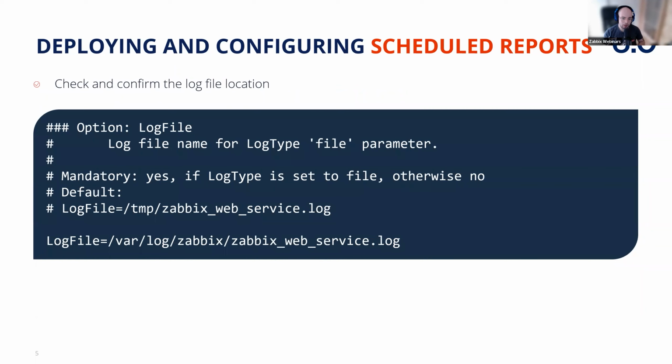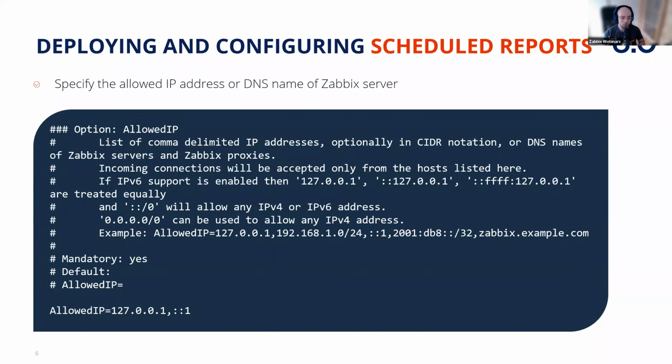Once we have deployed it, we will also, in the web service config file, see where the log file is stored if we want to troubleshoot it. Then next up, we will specify the allowed IP address, the address of the Zabbix server that is allowed to connect to this web service. We will use the default localhost one, but that depends on your environment because this web service can run either on the same machine or on a separate machine as the Zabbix server, completely up to you, right?